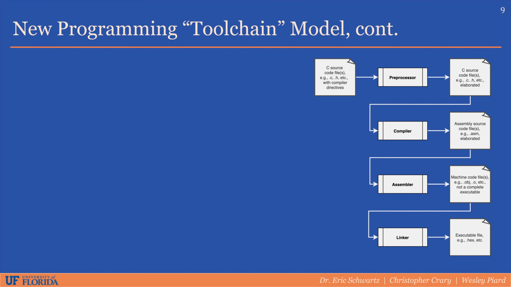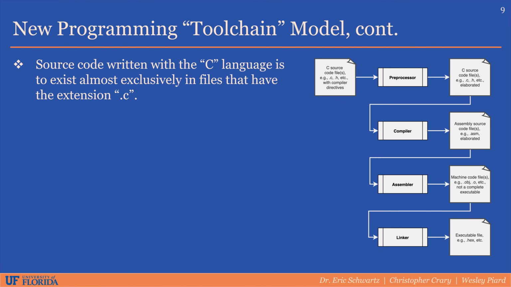Now, another quick note to mention is that when programming with a C language, source code is to pretty much exist exclusively almost within files that have the file extension .c. And we see in this diagram here, I mentioned .h, but primarily we are going to store source code within .c files, and we're going to mention .h in the next slide right now.